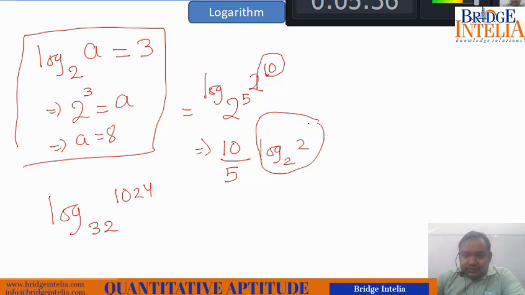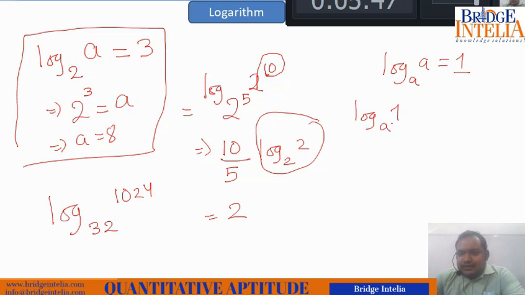So log 2 to the base 2 is equal to 1, so it becomes equal to 2. Remember all these small facts. Log a to the base a will always be equal to 1. And one more thing, log 1 to the base a, any base, is always equal to 0.